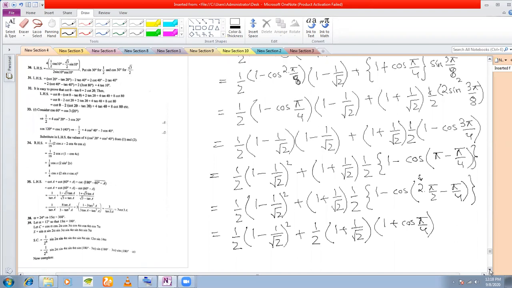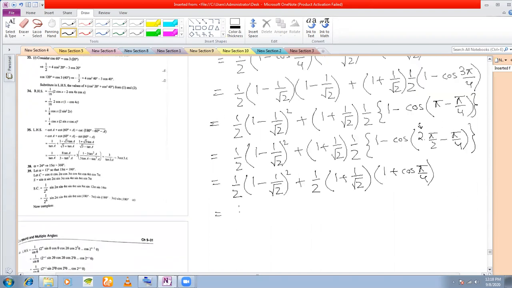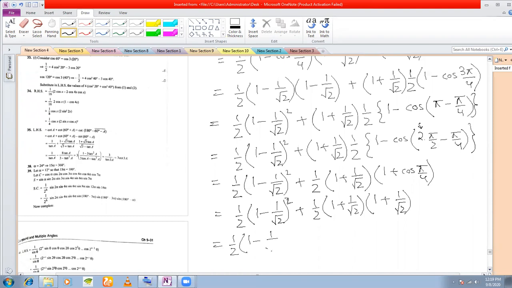So what you ultimately get here is half 1 minus 1 by root 2 square plus half 1 plus 1 by root 2 into 1 plus 1 by root 2. So you get half 1 minus 1 by root 2 whole square plus half 1 plus 1 by root 2 whole square. Okay.